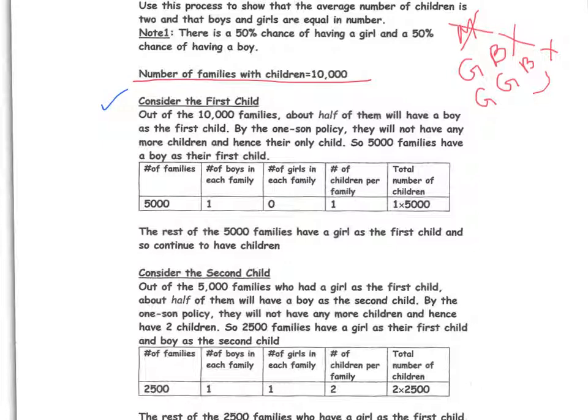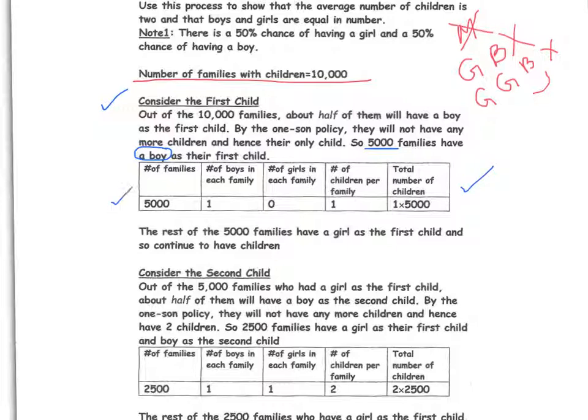By simple probability theory, half of them will have a boy as the first child, and the other half is going to have a girl as the first child. So let's consider the 5,000 families, which is 50% of 10,000, that have a boy as the first child. So let's look at this table. It gives us some details.